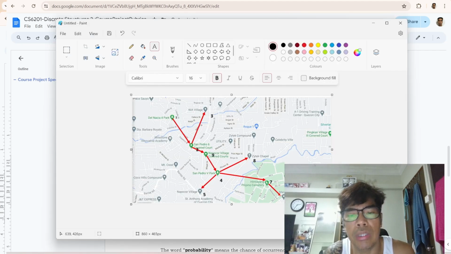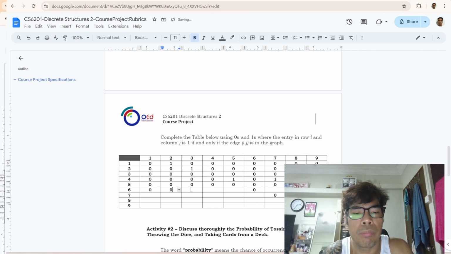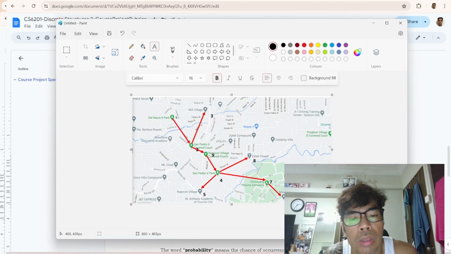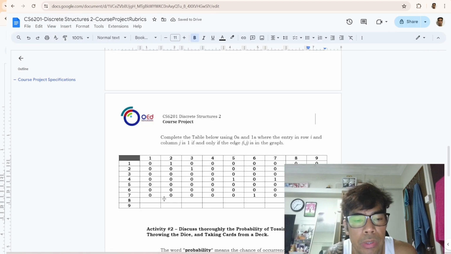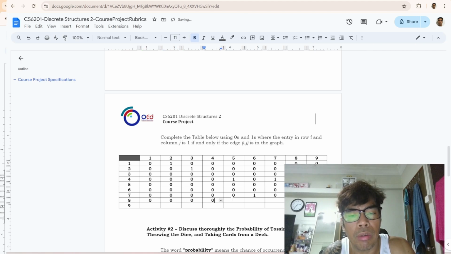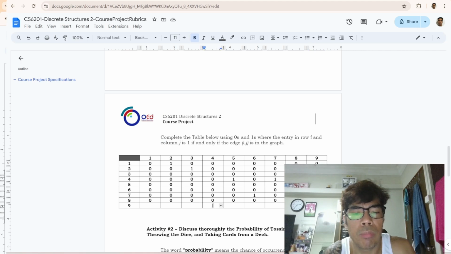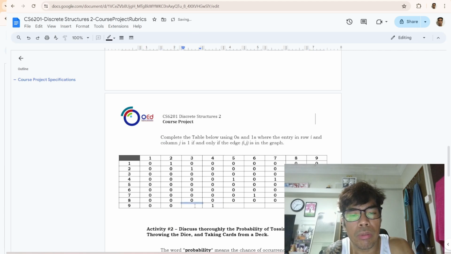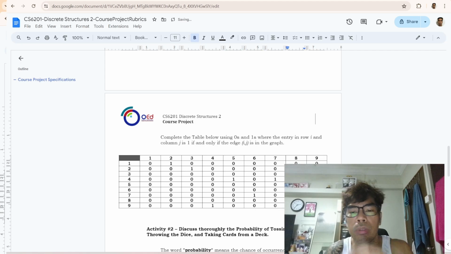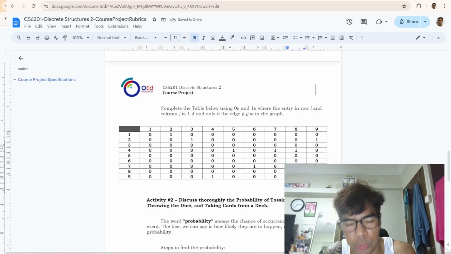Then 6 is the end. It points to nothing. 7 points to 6. Then 8 points to nothing. Then 9 points to 4. So that's our adjacency matrix.